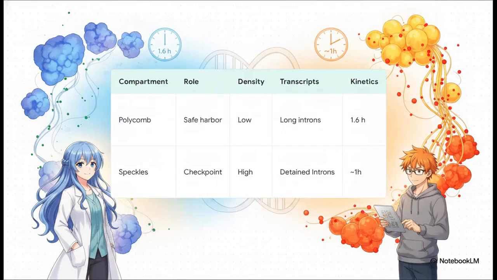When we contrast these two distinct environments, the overarching strategy of the nucleus becomes crystal clear. Polycomb domains act co-transcriptionally. They offer low splicing factor density to keep genes with exceptionally long introns safe for about 1.6 hours. On the flip side, nuclear speckles act post-transcriptionally, providing a high factor density for transcripts lugging around detained introns that require about an hour of delayed processing. What this directly shows us is that proper RNA processing is absolutely not just about the genetic sequence itself. It is heavily, heavily dictated by spatial biology. The specific compartment a transcript is exposed to ultimately decides its retention time and its final splicing fate.